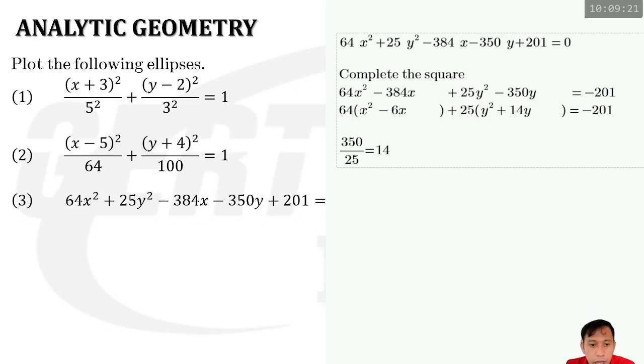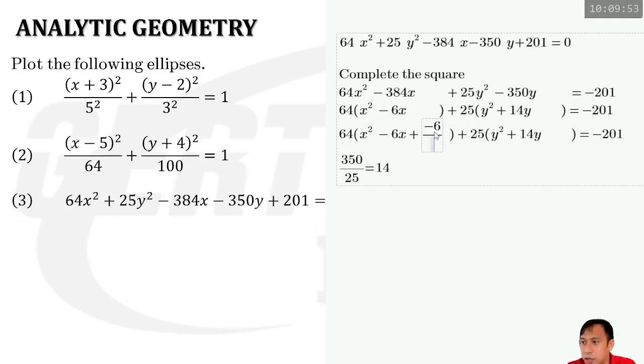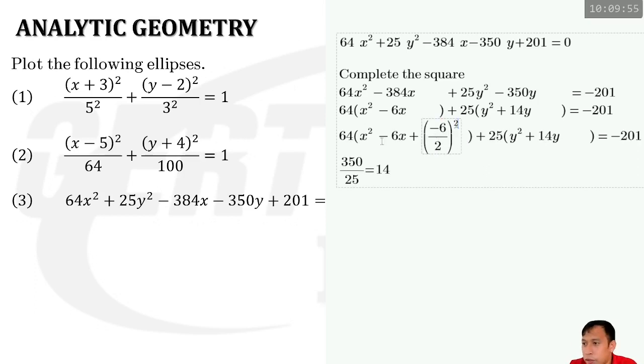Now, what will happen dito? So, ano yung i-add natin dito? Well, again, this is completing the square, no? This is what completing the square means. We are to add a constant to make it a perfect square trinomial, no? Dapat square of the half, no? Mag-add ka ng square of the half of negative 6. Negative 6 over 2 squared.